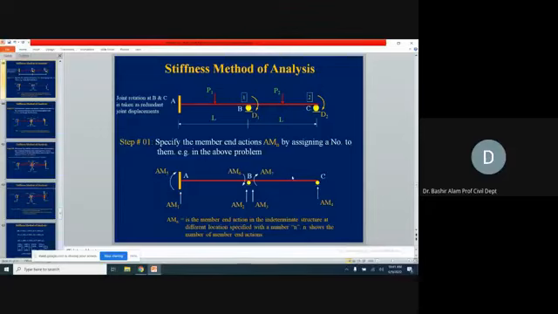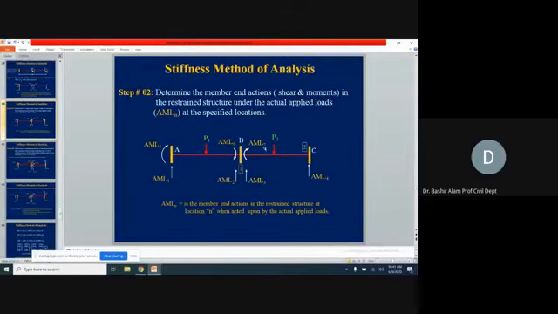So when you select the member end actions you are interested in, you pick the corresponding values from the process which you have already done. Where will the AML values be coming from? When you have the basic kinematically determinate structure under the actual loads, from where we generated the ADL matrix, from there you will be getting your AML values.